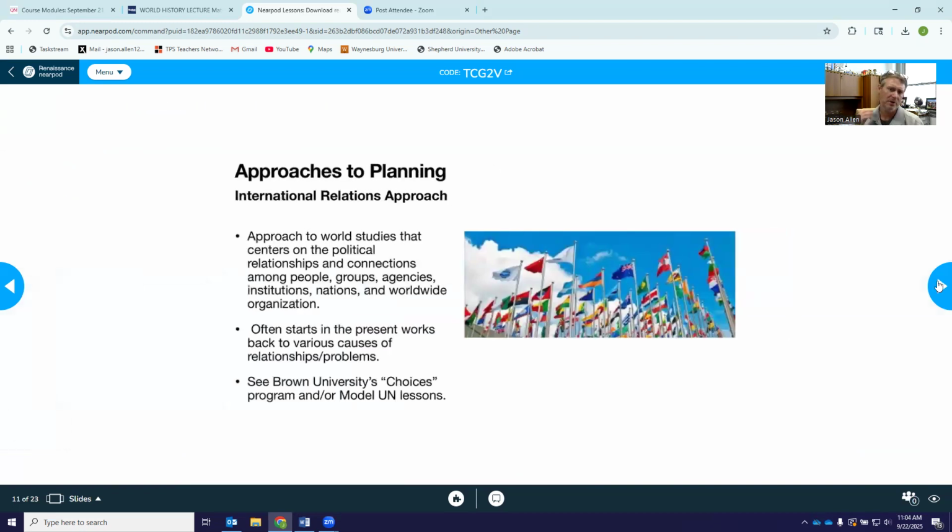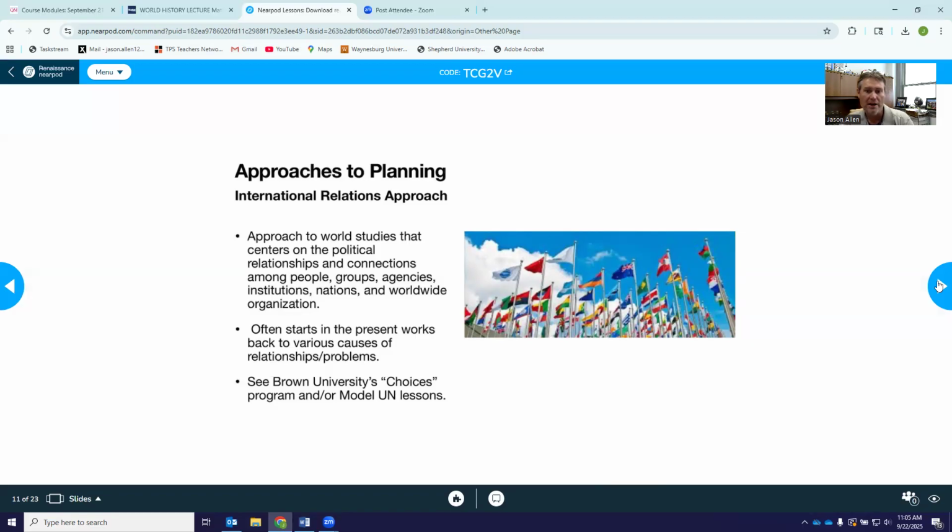There's also the international relations approach. This is more about the political relationships and connections among people, groups, agencies, and nations. You might look at something like NATO or the UN. It's more politically based and a little more modern based, which might be a good thing. As I mentioned, it often starts in the present and works back. I mentioned the Crusades as one you could do. You could also get into things like Afghanistan or what is going on in Russia and Ukraine and start going backwards.